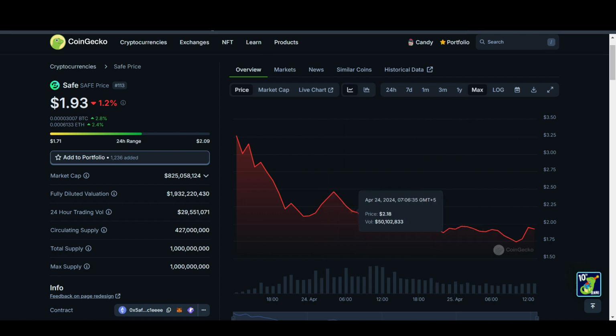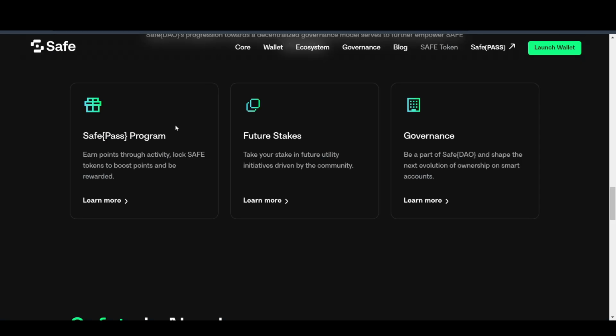Besides that, as for Safe coin utility, we have the SafePass program, which we just discussed. Basically, you need to lock your Safe tokens to get this SafePass, which is a pretty good utility. We also have future staking, so they will have a future utility which will be different. We also have being a part of Safe DAO. They actually have their DAO.